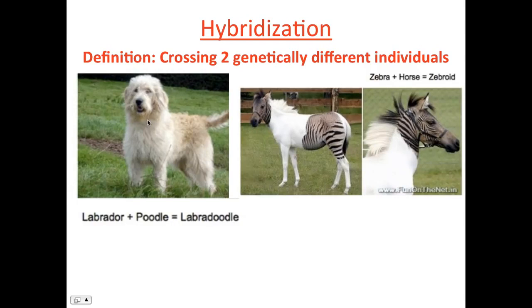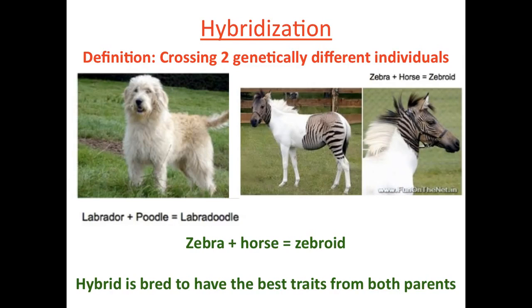This is a case where labradoodles actually could breed with each other because technically dogs are all the same species and can breed. All the different breeds can breed together and have viable, meaning living offspring, and offspring that can have more offspring. This example shown here is a cross between a zebra and a horse.